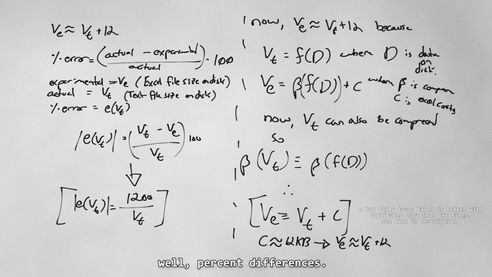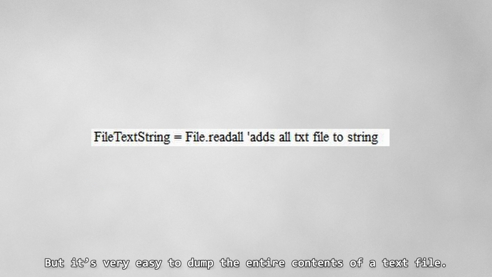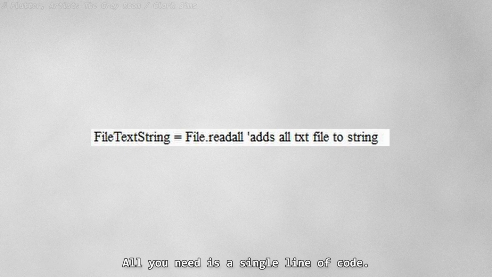Now, as the NPC gets more dialogue, the initial size investment starts to matter a bit less due to, well, percent differences. And at small sizes like this, these differences are essentially the same on any hardware built in the last 30 years. But it's very easy to dump the entire content of a text file. All you need is a single line of code, 3 if you include opening and closing a text file, and I'm lazy, so that's what I've done.